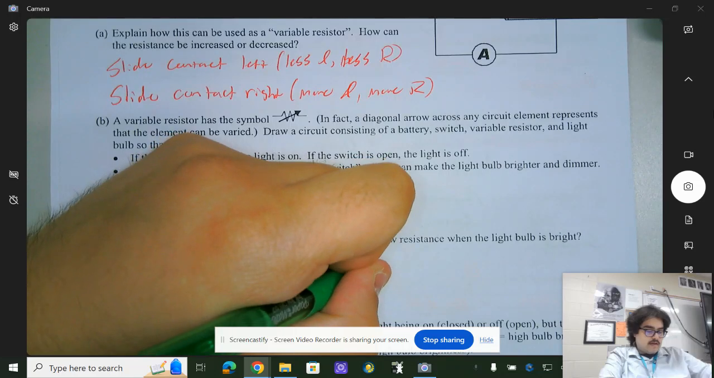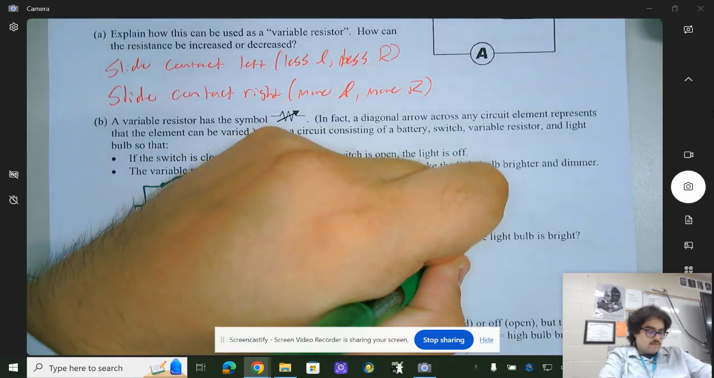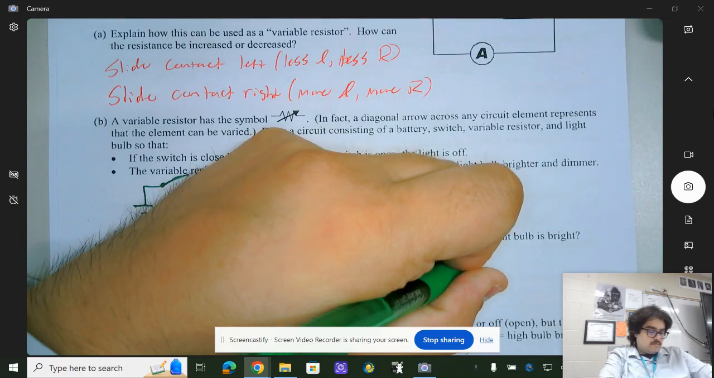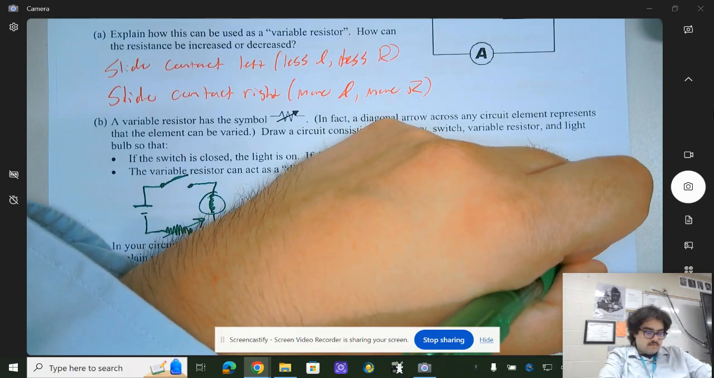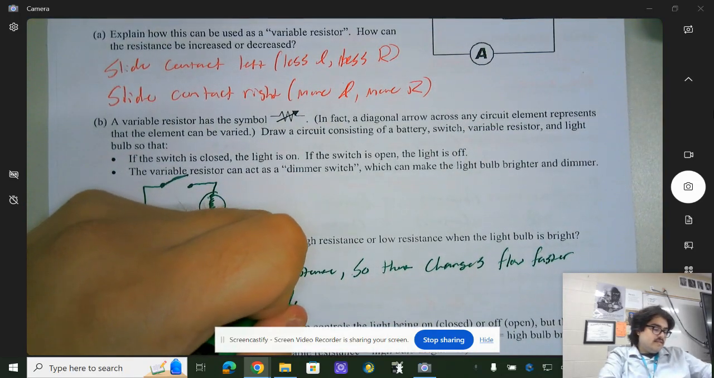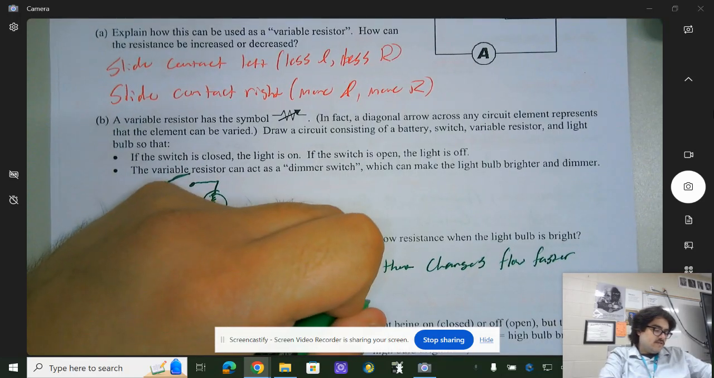Because the charges flow faster and therefore deliver energy faster.